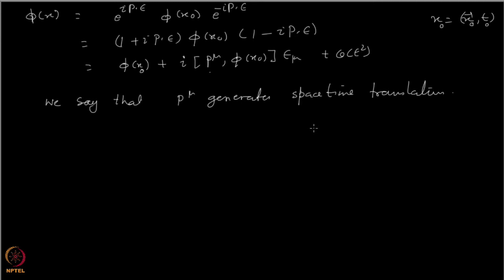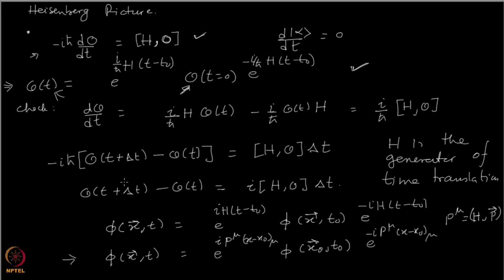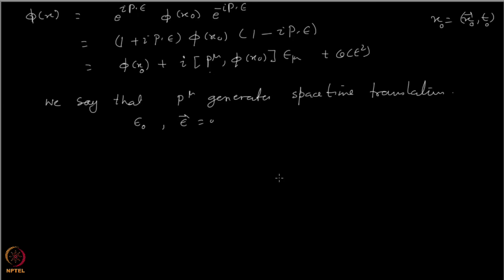Now, of course, if you put epsilon 0 to be non-zero and all others epsilon to be 0, then you get the p 0, which is the Hamiltonian, and you recover this equation. And similarly, now we can put epsilon 0 to be 0 and look only at space translations, then you will get the following. So, if you are looking at epsilon 0 to be 0 and all other epsilons to be non-zero.